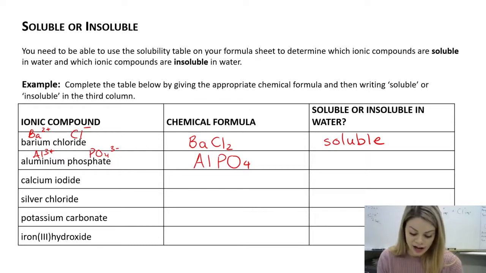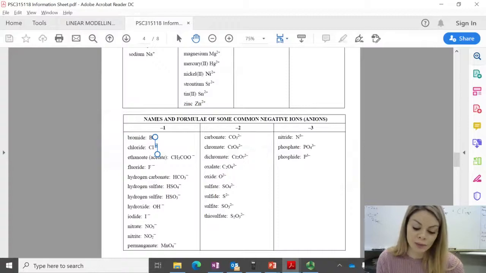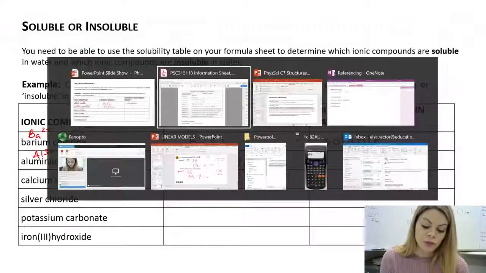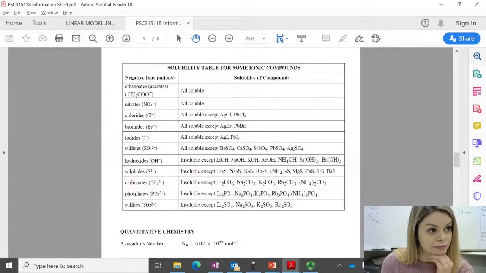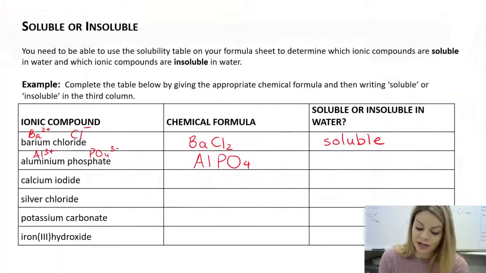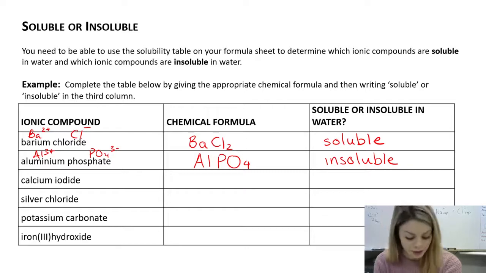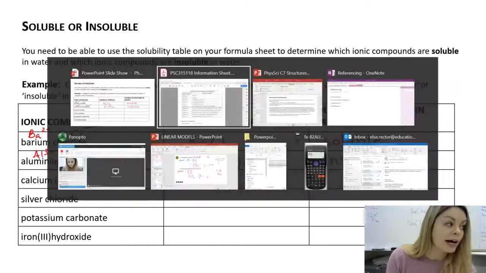Now we need to decide if it's soluble or insoluble. So we look for phosphates on the solubility table. Phosphates are insoluble except for lithium, sodium, potassium, rubidium, and ammonium. So what about aluminium? It is insoluble, okay, because it's not one of the exceptions. Make sense?